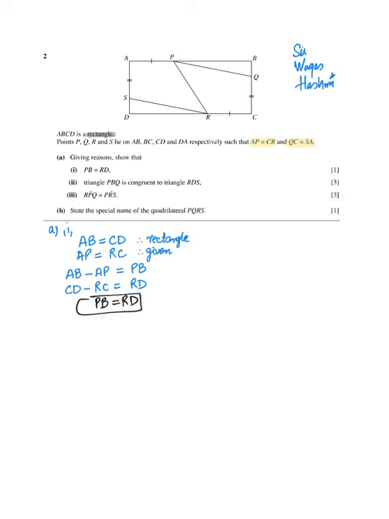That is your first part answer. All right. In your second part, it says that triangle PBQ is congruent to triangle RDS. So triangle PBQ is congruent to triangle RDS. Now we need to prove it.